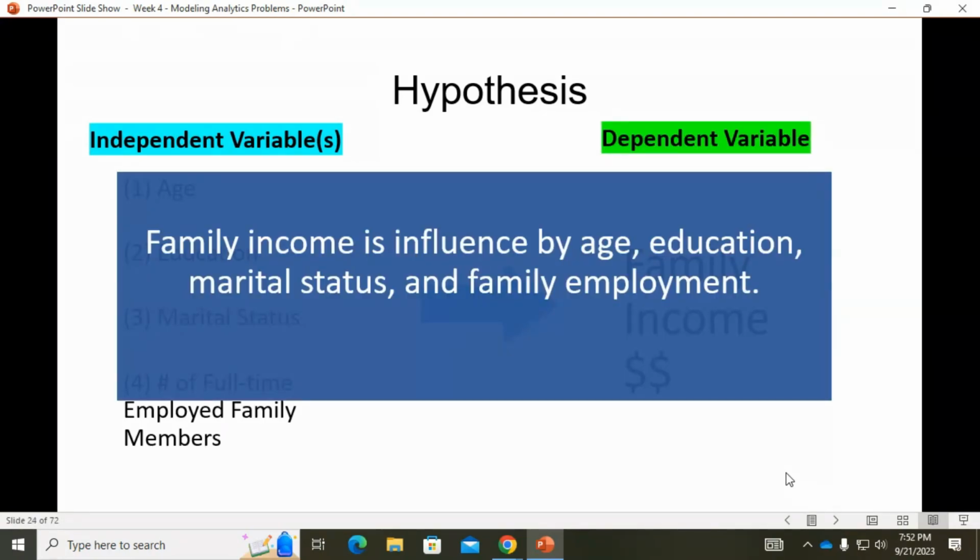Okay. So as we're developing this particular model, we could say, if we were writing this up, that family income is influenced by age, education, marital status, and family employment. So this would be our first take on this.